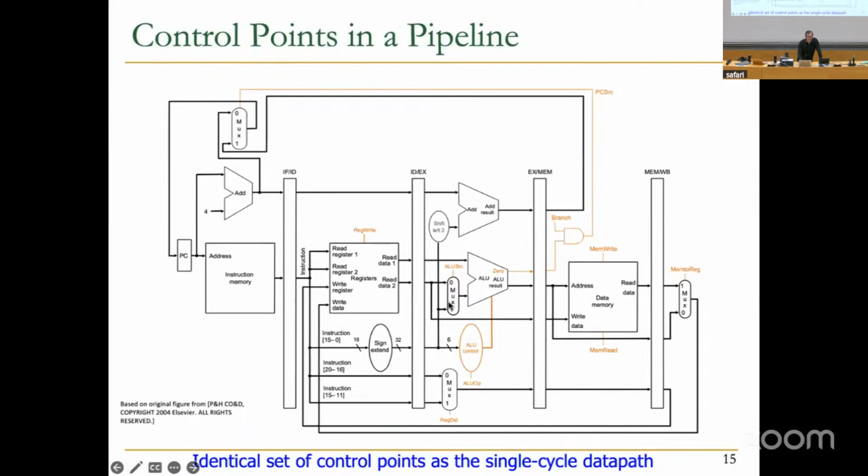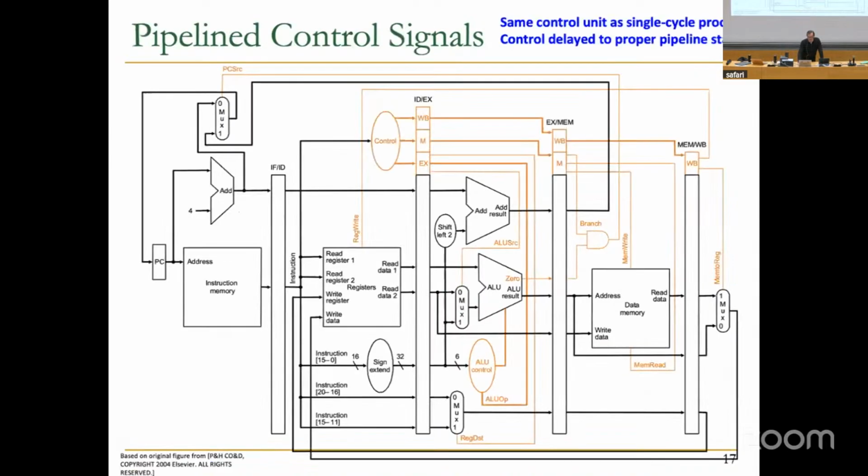So control points are essentially the same as what we did with single cycle. If you remember the single cycle processor, we had a reg write signal. We had some other signals over here to make sure the instructions execute properly. We have exactly the same signals. Nothing has changed over here. You still need to generate the control signals, and that control logic is essentially also the same. You still have the same control unit over here based on the instruction register.